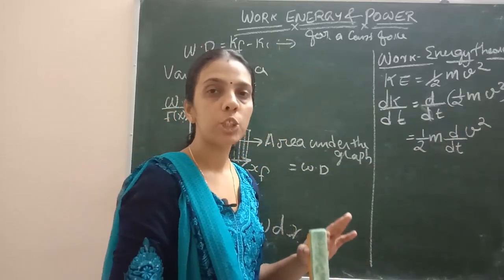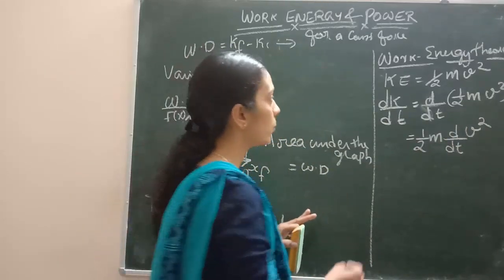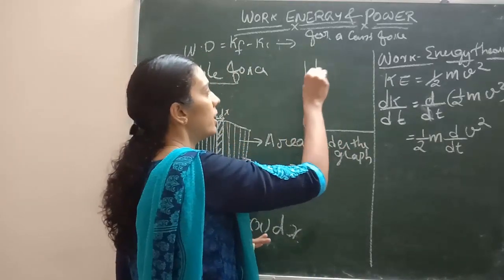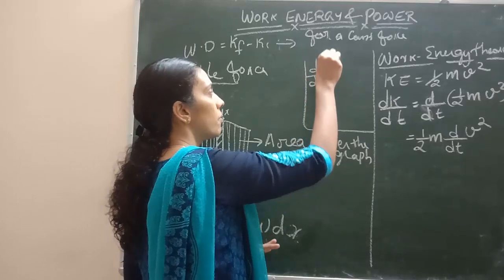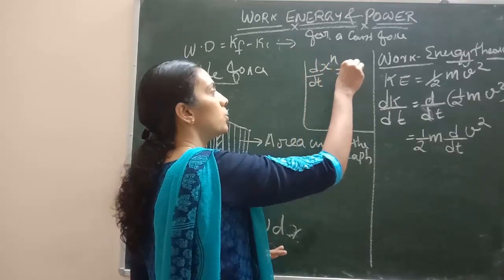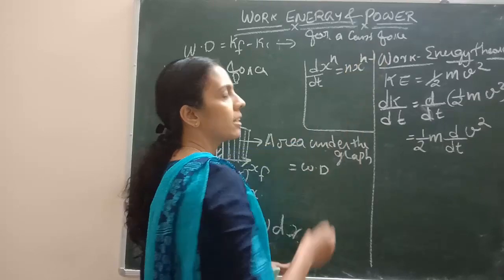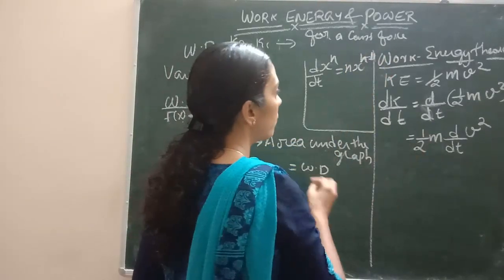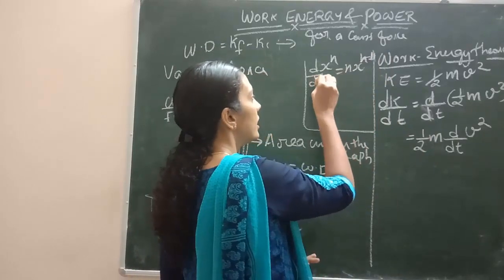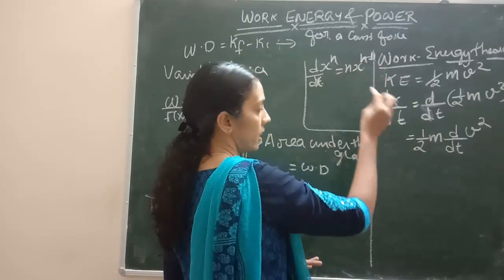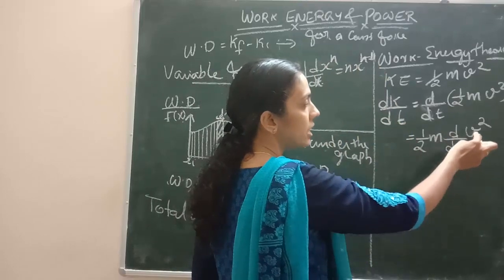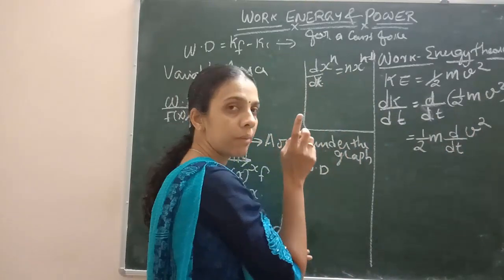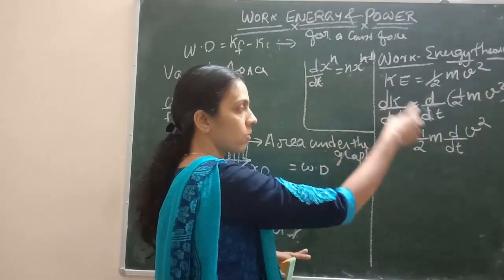Those who don't know differentiation, listen here: d by dx of x to the power n equals n into x to the power n minus 1. So this is the formula. Here it is d by dt of v. If the variable in both places is the same, then only we can find it using this formula directly.